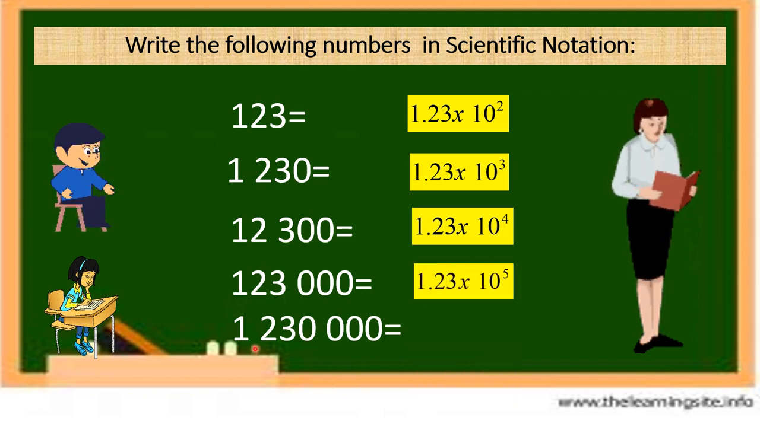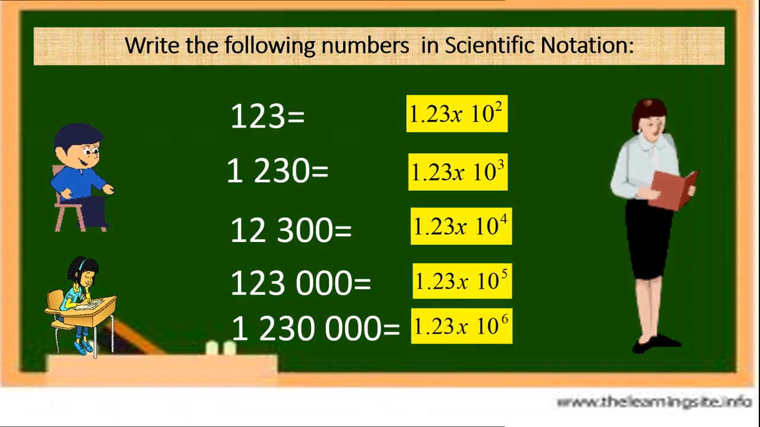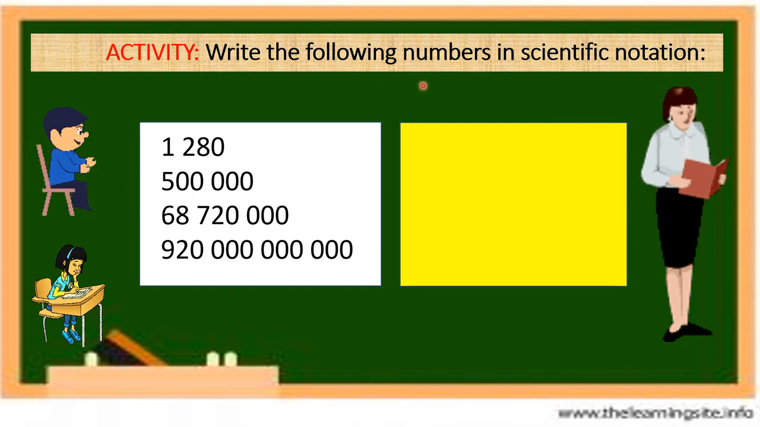And the last number, 1,230,000. The first non-zero digit is 1. Count the digits to the right. 1, 2, 3, 4, 5, 6. So that is 1.23 times 10 raised to the 6th power. We need to write the following numbers in scientific notation.